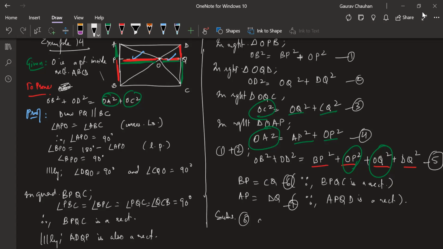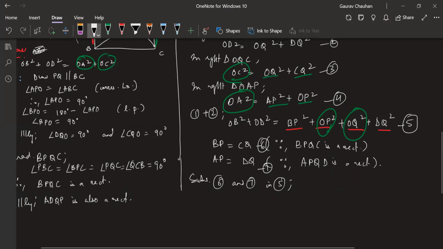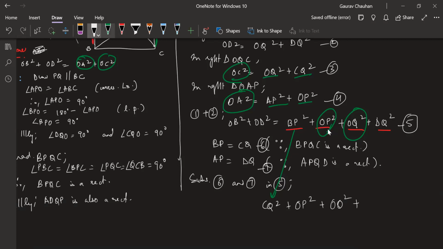Substituting 6 and 7 in 5, in place of BP we will get CQ, so this is going to be CQ square. Let's write OP square as it is, OQ square as it is, plus in place of DQ we're going to write AP, so that's going to be AP square here. So we have OB square plus OD square equal to this. Left hand side I'm writing as it is.